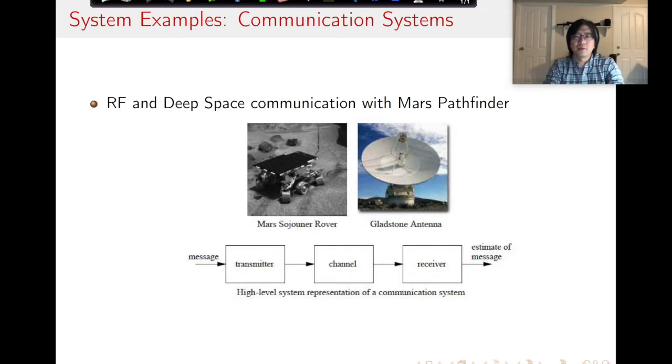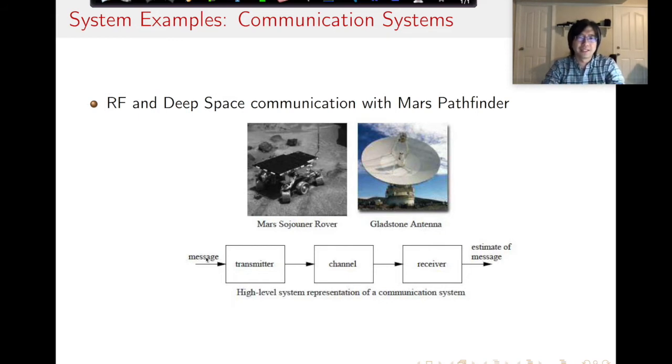So one of the most important applications of signals and systems is a communication system, right? Here is an example of a communication system. It's an RF deep space communication with a Mars Pathfinder.